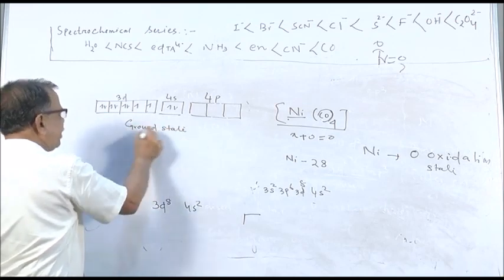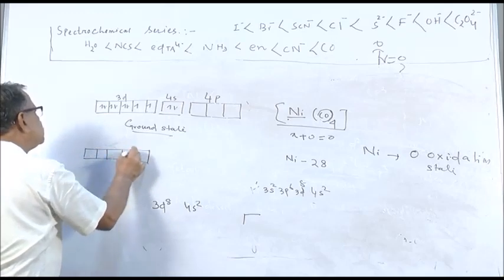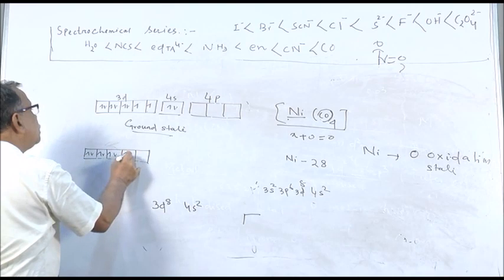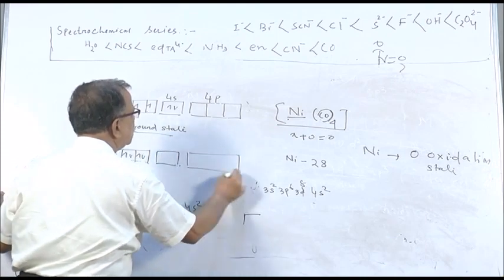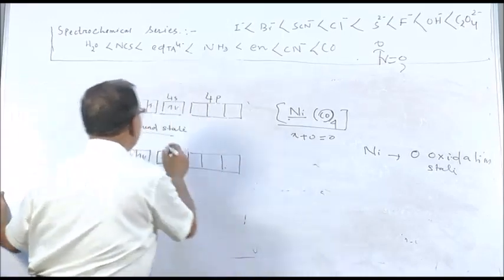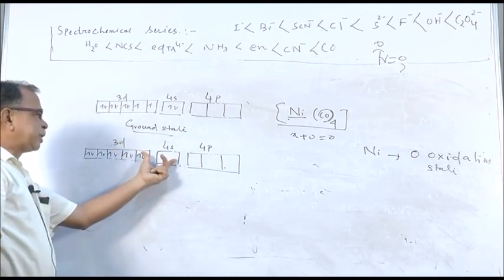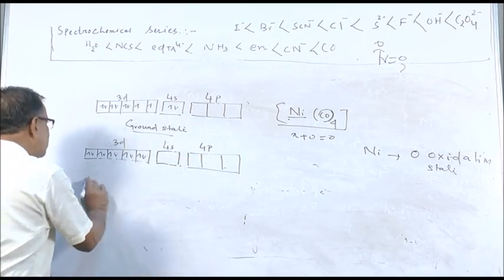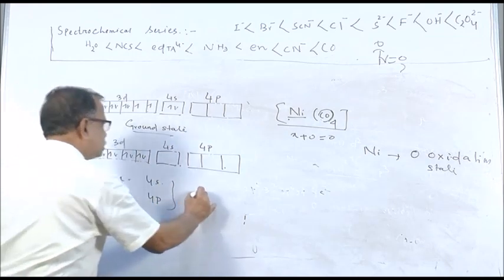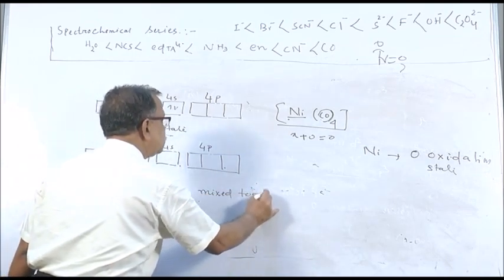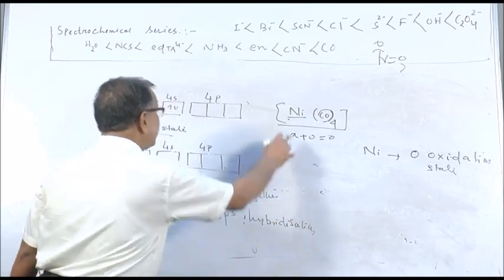Since CO is a very strong ligand, pairing takes place, so this will be 3d10, then 4s and 4p. The d orbital is filled up; 4s and 4p are near in energy. One 4s orbital and three 4p orbitals mix together to give sp3 hybridization, because nickel is in the zero state here.